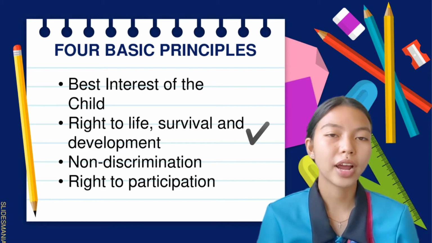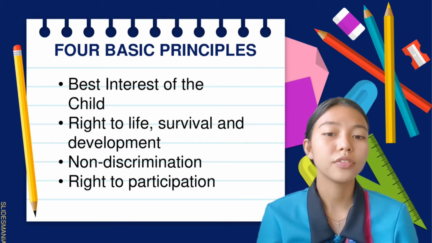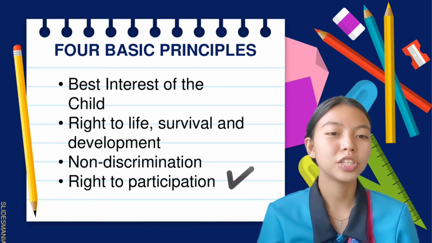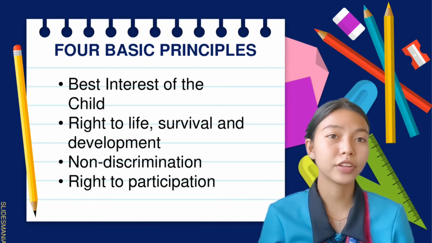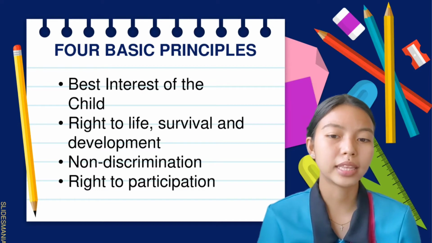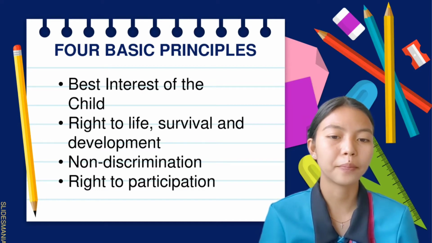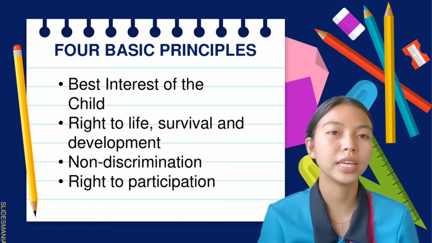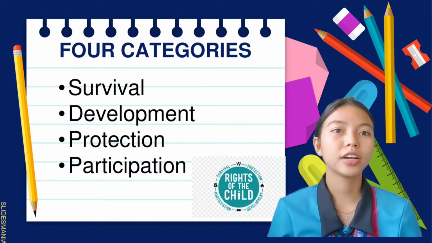Third, the right to life, survival, and development. Fourth, the views of the child. Children and young people have the right to participate in all matters affecting them, and those views should be given due weight. In the Convention on the Rights of the Child, there are 4 categories.